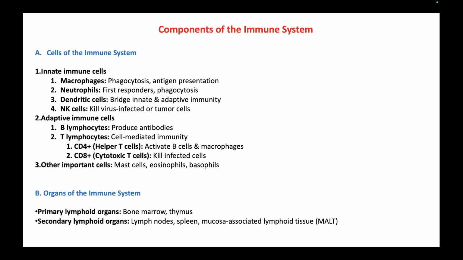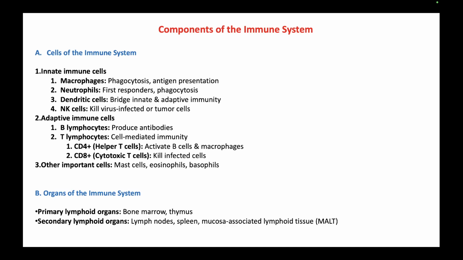CD4 positive helper T cells activate the B cells and macrophages. CD8 positive cytotoxic T cells kill the infected cells. And there are other important cells, for example mast cells, eosinophils and basophils. So these are the cells.